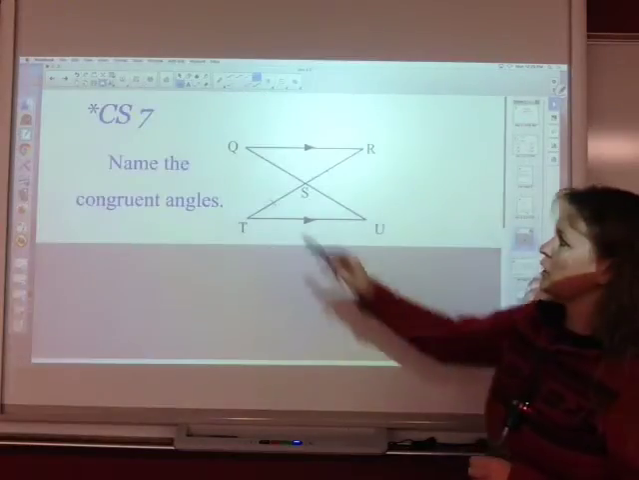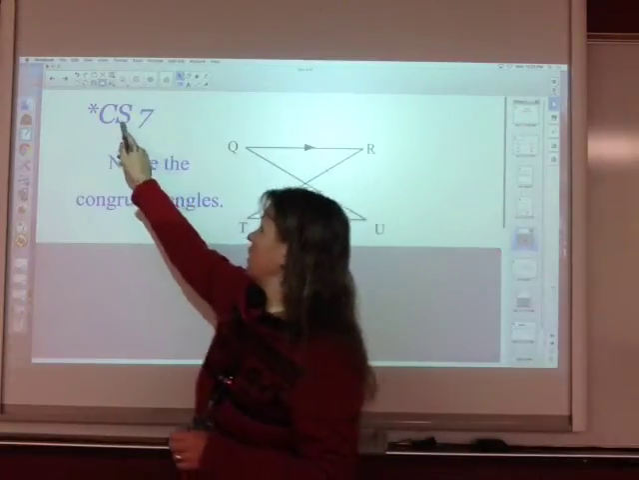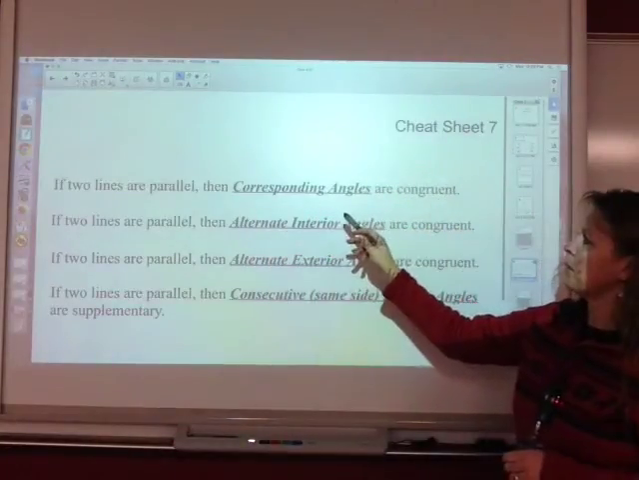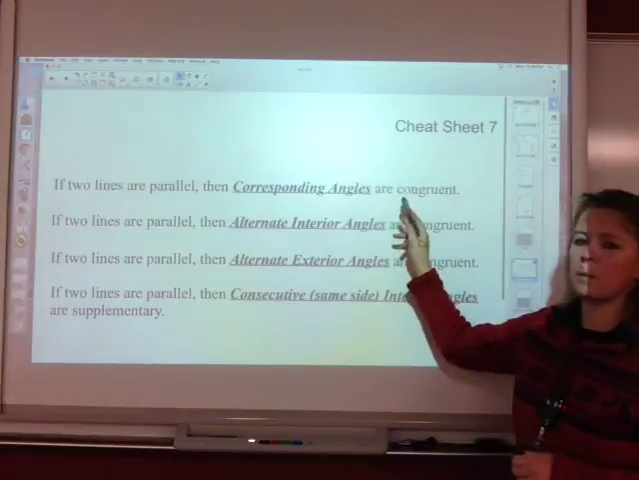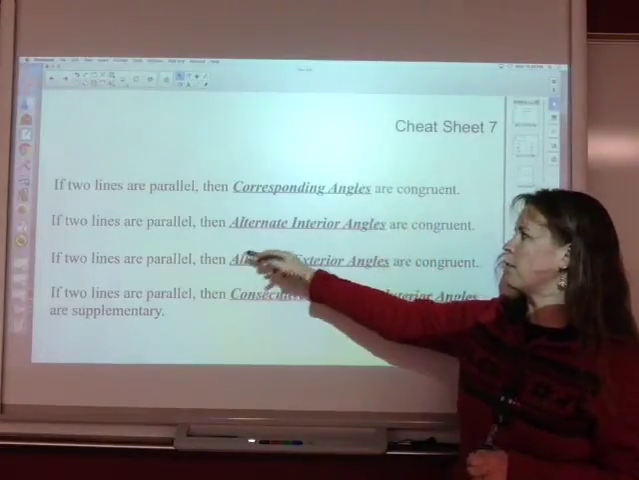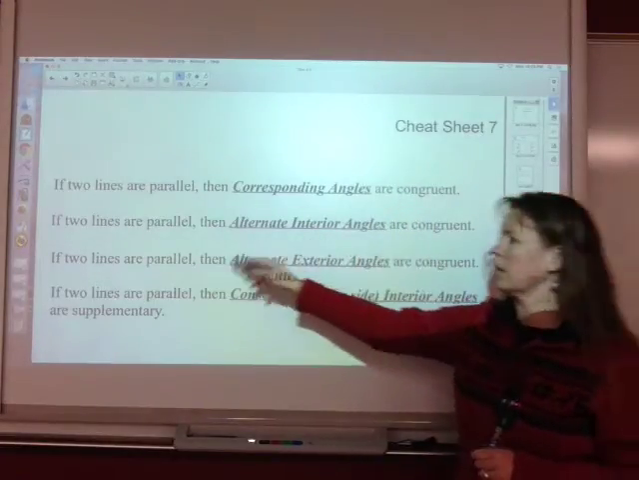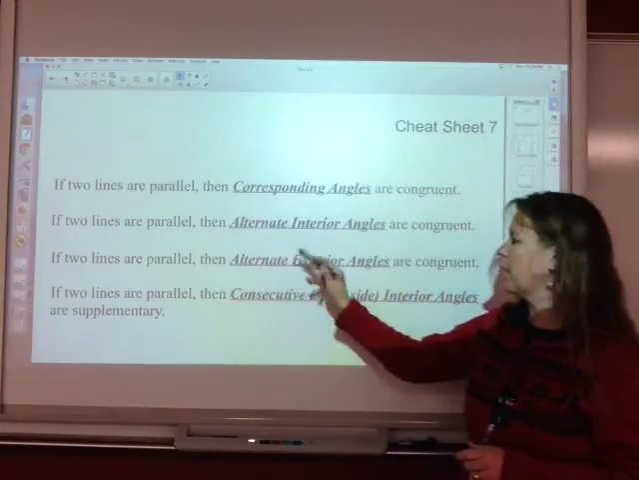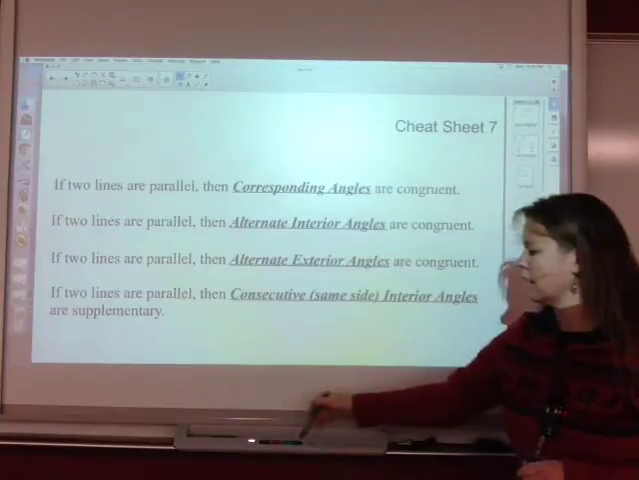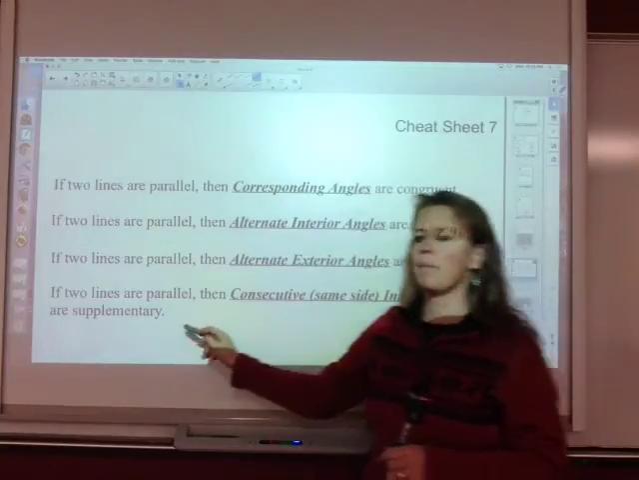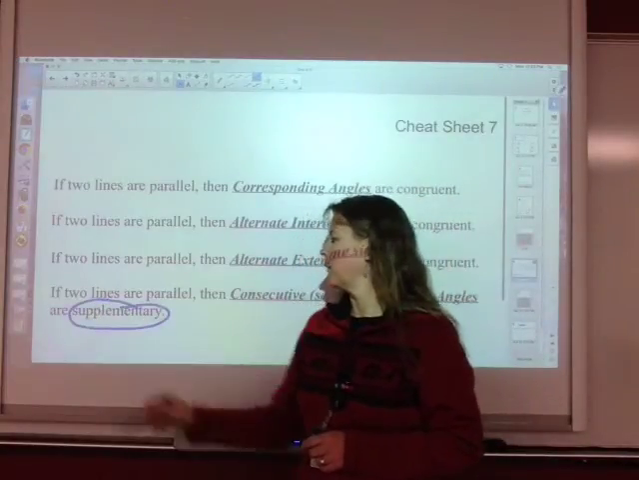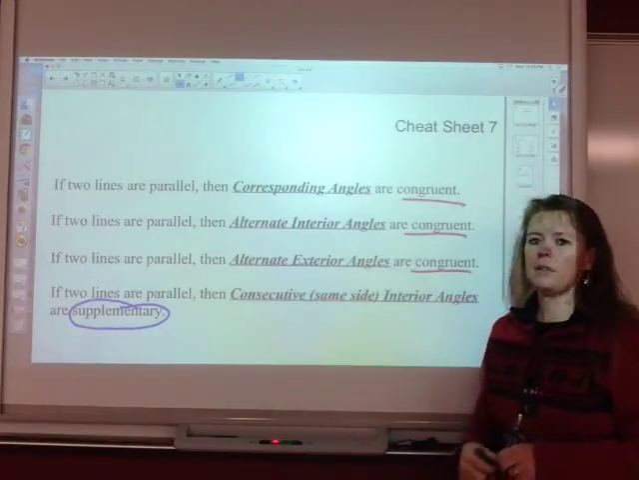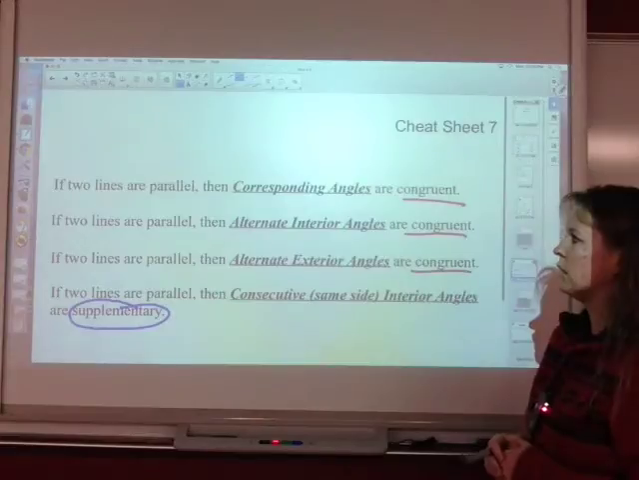Next up, if you look at cheat sheet number 7. Cheat sheet number 7, if two lines are parallel, then corresponding angles are congruent. We learned this in chapter 3. If two lines are parallel, then alternate interior angles are congruent. If two lines are parallel, then alternate exterior angles are congruent. If two lines are parallel, then consecutive same-side interior angles are supplementary. It's the only one that's different. We've got congruent, congruent, congruent, and supplementary. Be careful of that. Look for it on your cheat sheet.